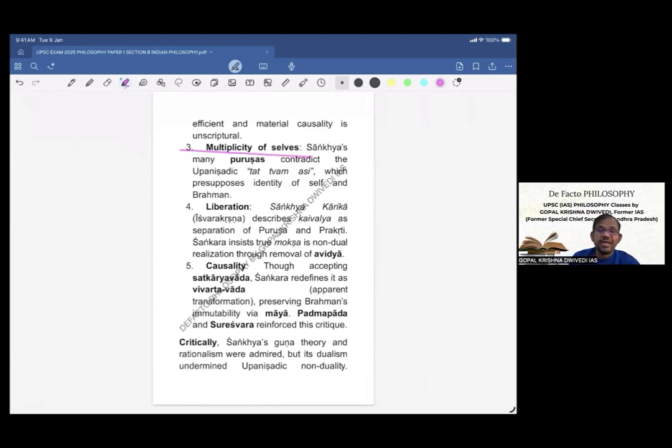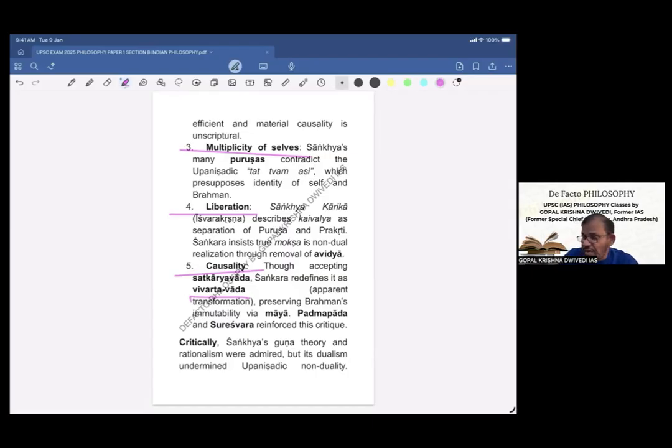Sankhya's many purusas contradict the Upanishadic Tattvam Asi, which presupposes identity of self and Brahma. Fourth is liberation. Sankhya Karika, that is Ishwar Krishna's book, describes Kaivalya as separation of Purusha and Prakriti. Shankaracharya insists true moksha is not dual realization through removal of avidya. Then fifth is causality. Though accepting Satkaryavad, Shankara redefines it as Vivartvad, that is apparent transformation, preserving Brahma's immutability via Maya. Padmapada and Sureshwara reinforce this critique.